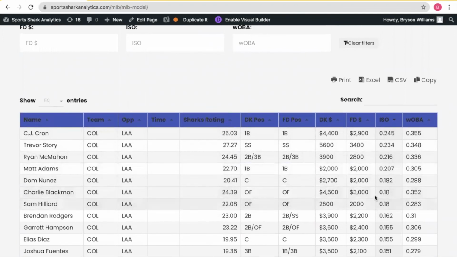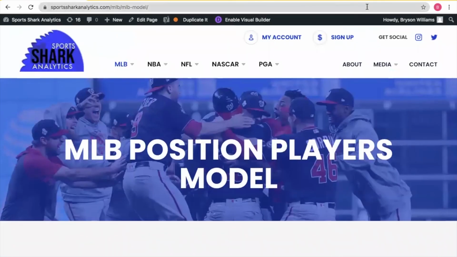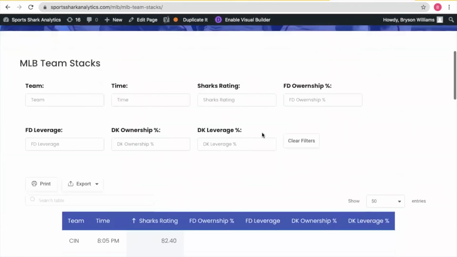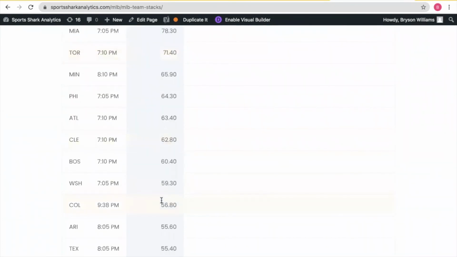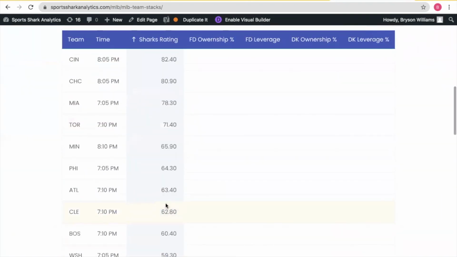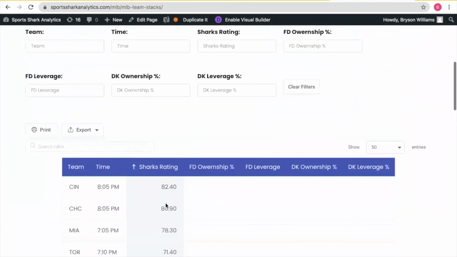Those are all guys that could have been used for a 4 or 5 man stack for the Rockies. And if we look back at our model, I don't think the Rockies were too high. They were 50, 56, so not too high. But they definitely were a stackable team.